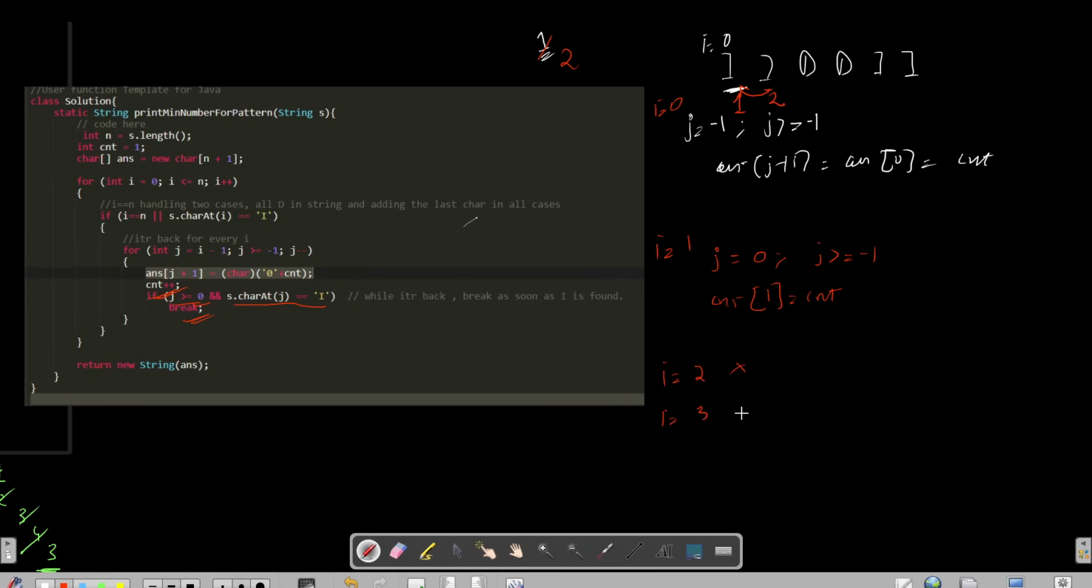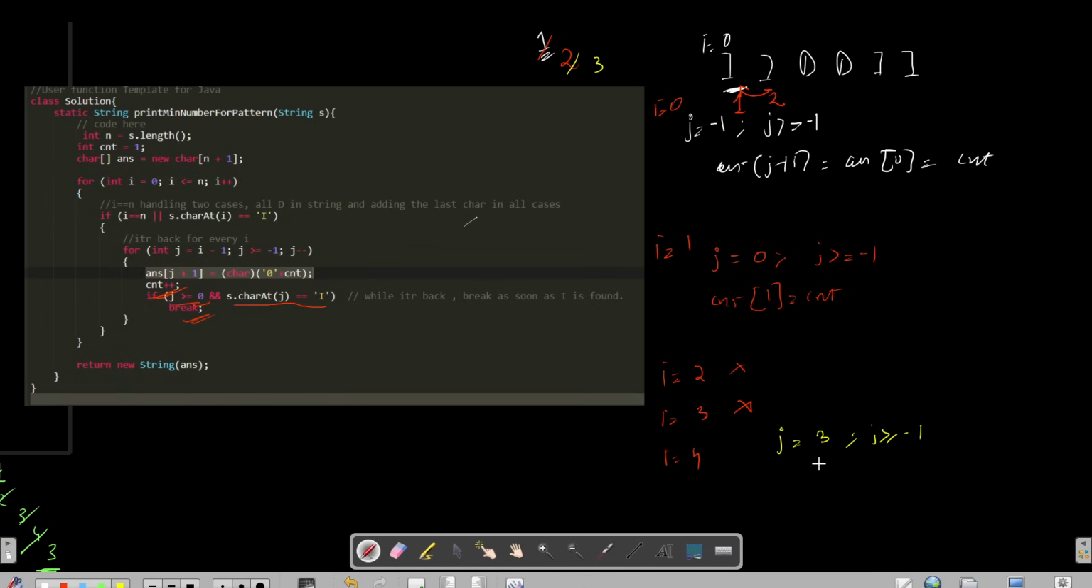For i equals 3, again it is d, so it would be skipped. For i equals 4, what will happen? You have an i, and your count is pointing to 3. So j would start from 3 till j greater than or equal to minus 1, right?